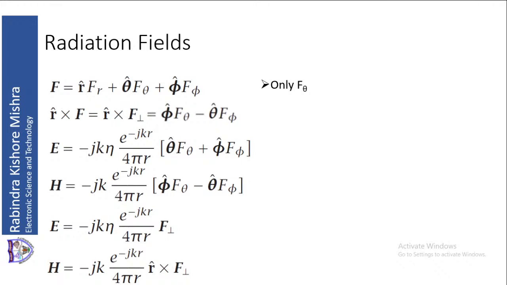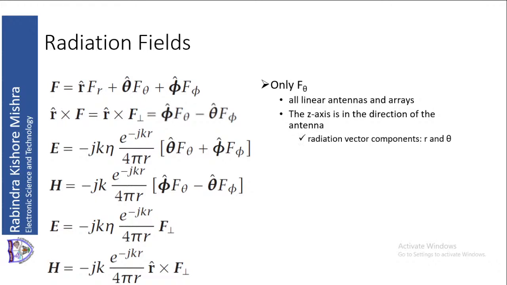Now, if I consider only F theta, then all linear antennas and arrays contain only F theta. The z-axis will be in the direction of the antennas. So if the electric field has only F theta component, no F phi component, those are all linear antennas and arrays. The z-axis is in the direction of the antenna. The radiation vector components are r and theta.